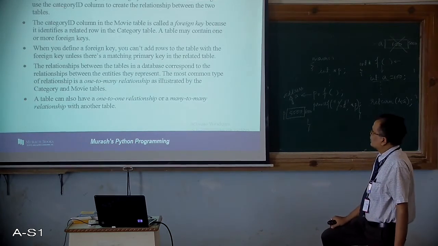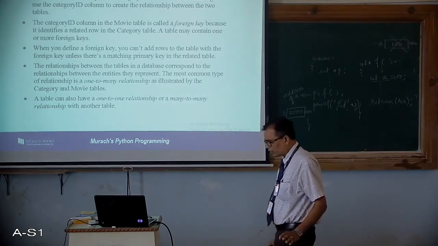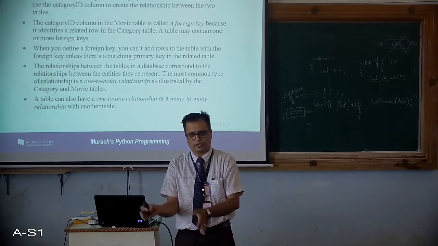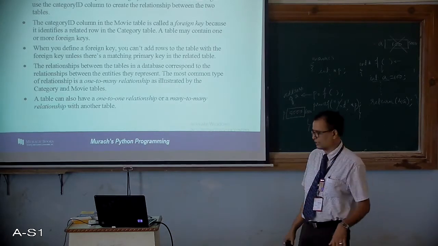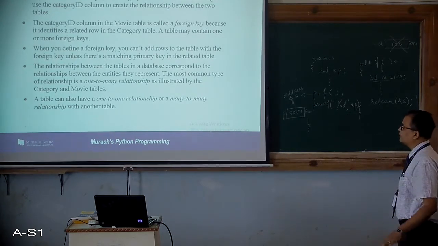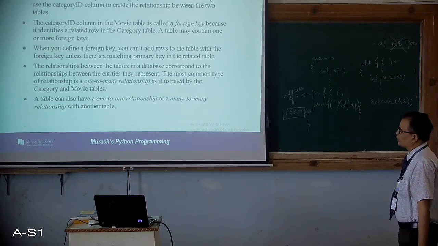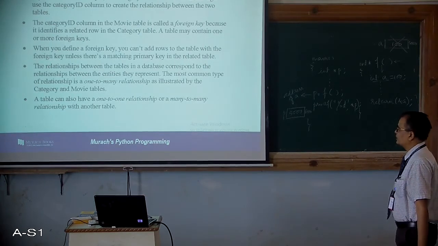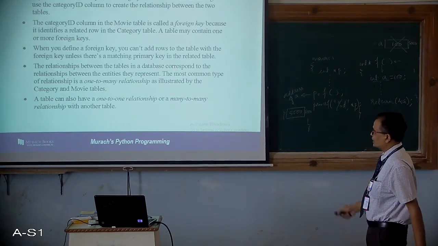A table may contain one or more foreign keys. So, one table can refer to multiple foreign keys which are available in multiple places or multiple tables. That you should understand. When you define a foreign key, you can't add a row to the table with a foreign key unless there is a matching primary key in a related table. This is what I have explained using an example.